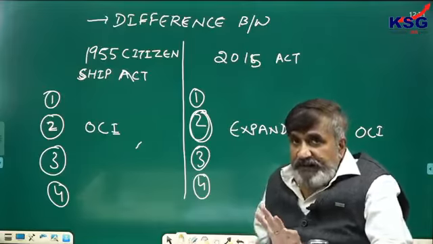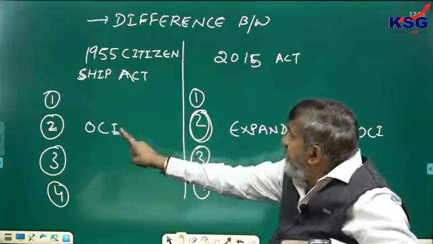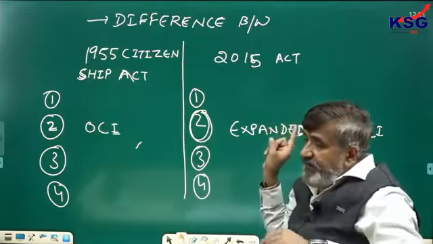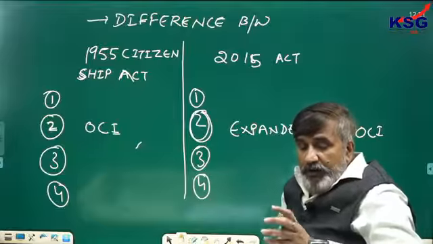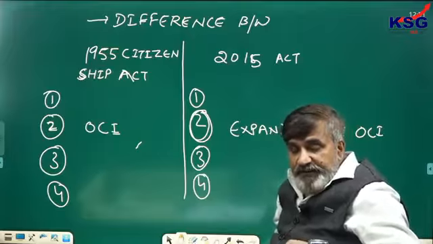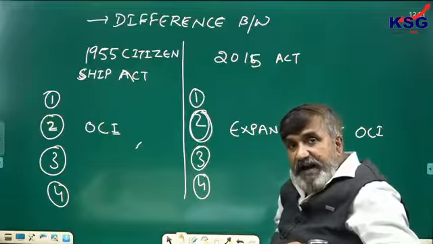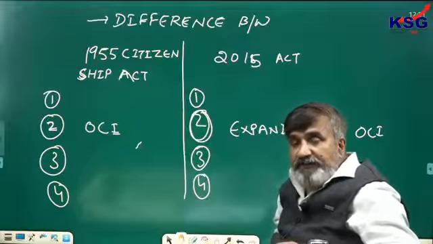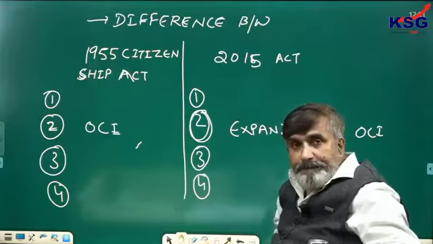I am repeating it again. It expanded the definition of OCI to include whom? Minor children of NRI, a spouse of NRI, spouse of PIO and OCI card holder, and great grandchildren of a person who was Indian citizen after 26th January 1950. Clear?